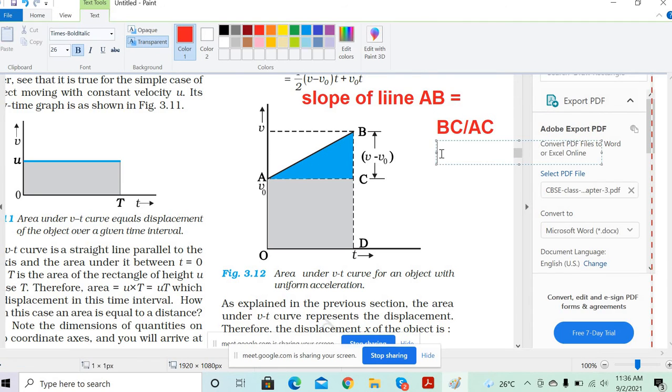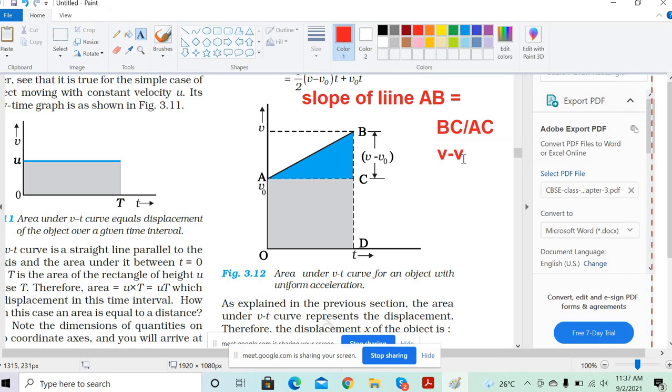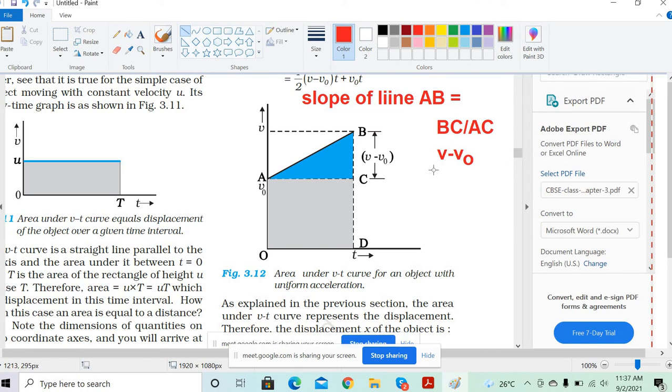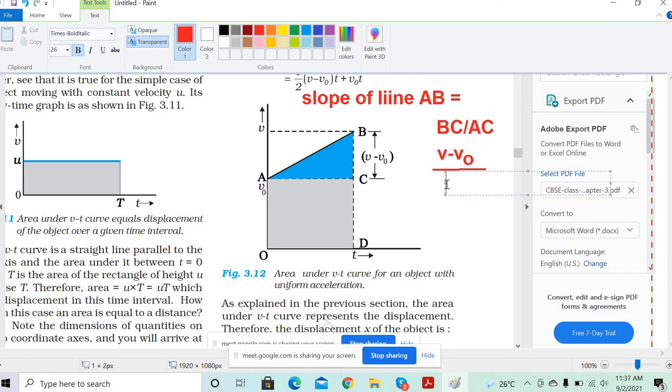But what is BC? BC is nothing but V minus V0, isn't it? Yeah, V minus V0. Now the whole divided by what is AC? T minus 0, that is T only, correct?